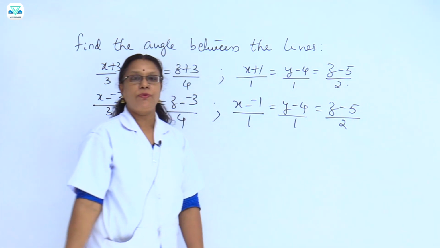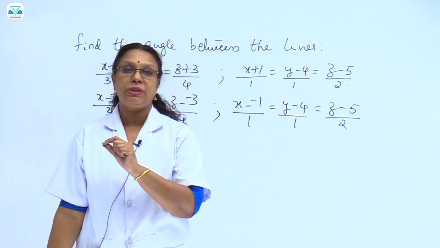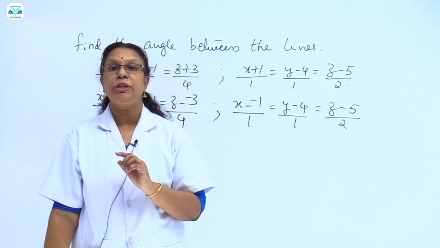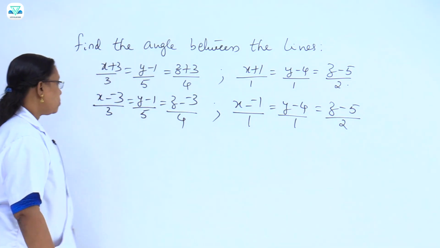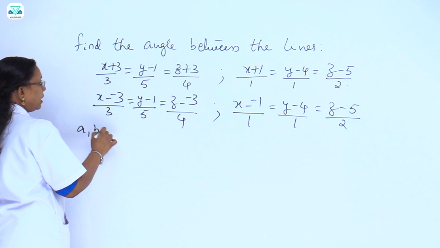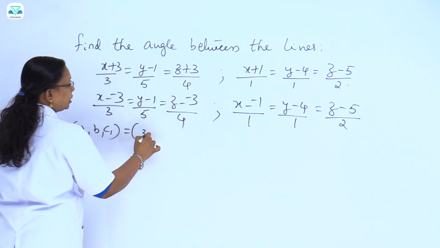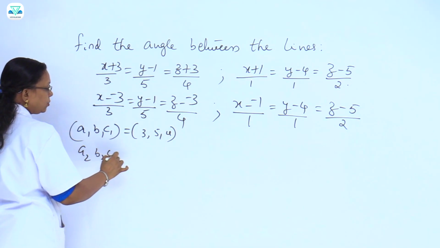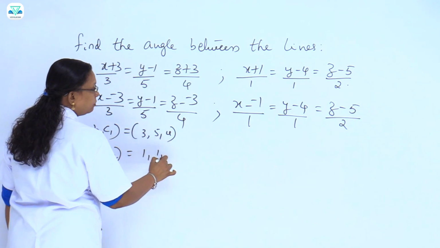Now, if Cartesian form is given, the angle between the lines is A1 A2 plus B1 B2 plus C1 C2 by the denominator. So, what is A1 B1 C1 A2 B2 C2? We need to know the direction ratios of the parallel vectors. What is A1 B1 C1 from the first line? The denominators 3 5 4. What is A2 B2 C2 from the second line? The denominators again 1 1 2.